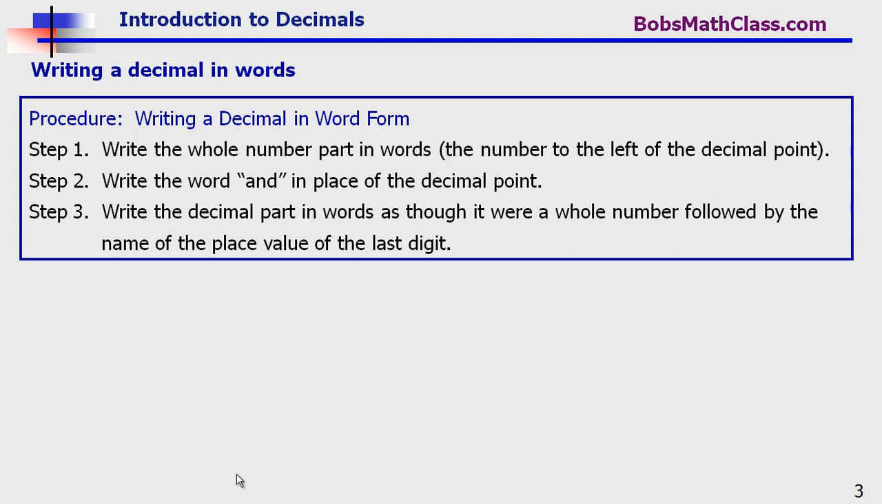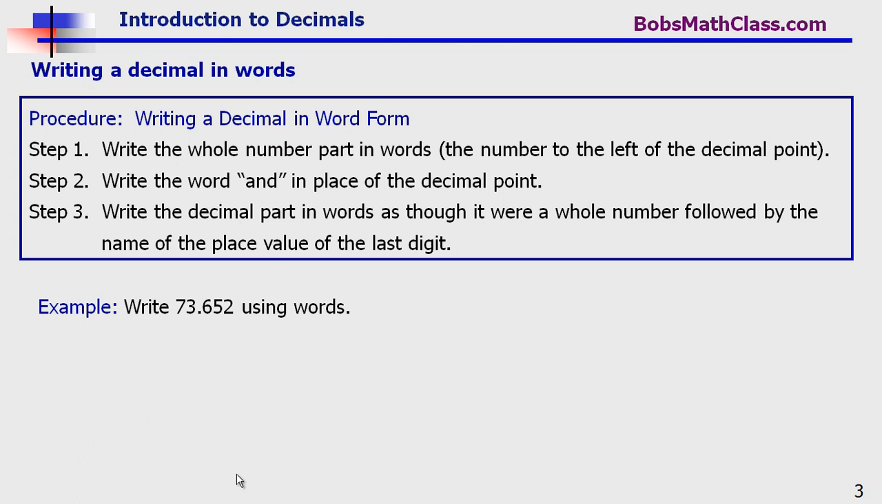Okay, step 3. Write the decimal part in words as though it were a whole number, followed by the name of the place value of the last digit. Okay, so make sure you have that written down, and you can always pause the video because we're going to do a few examples. If I go too fast, just pause it, write your notes, and then click on play when you're ready to keep going. Okay, here's our first one.